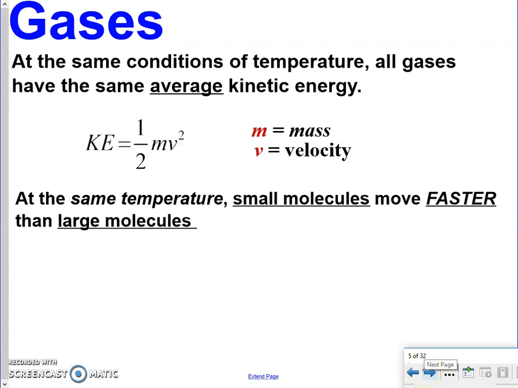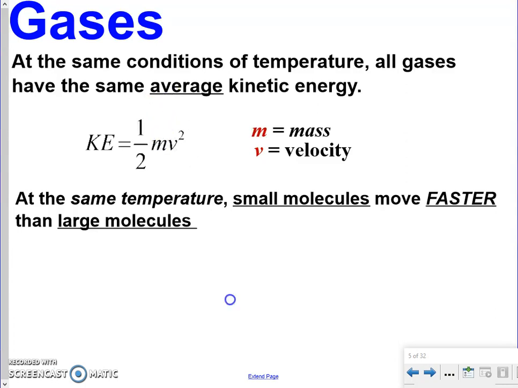So we just talked about this average kinetic energy. Okay, average kinetic energy, if you're in physics, hopefully we've already seen this equation, but you may not have. Average kinetic energy is equal to 1/2 mass times velocity squared. What does that actually mean? That means that as mass increases, we would increase our kinetic energy. If velocity increases, we would increase our kinetic energy, and vice versa. If we were decreasing mass, it would decrease kinetic energy. If we were decreasing velocity, it would decrease kinetic energy.